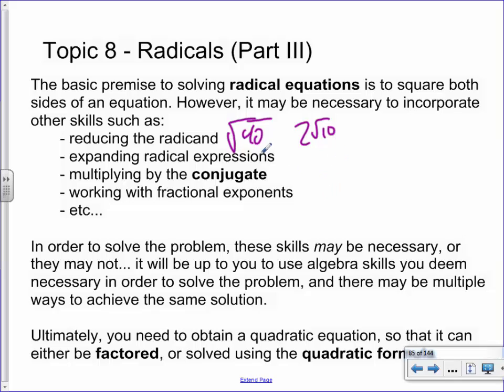So, expanding radical expressions. So that might involve something like root 2 plus root 7 multiplied by root 3 plus root 8 or something like that. You actually got to FOIL the thing. That could be a skill you need.